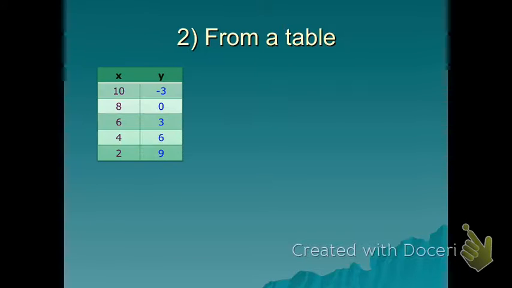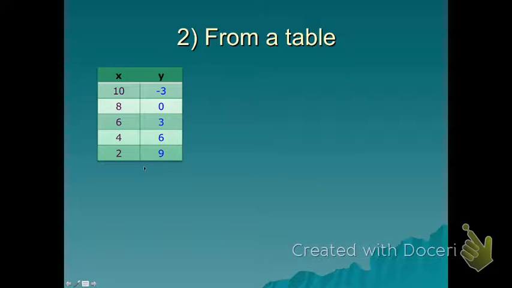Okay, let's go from a table this time. So here's our table of values. We have our x values of 10, 8, 6, 4, 2, and our y values of -3, 0, 3, 6, and 9. And those would make 5 different points.